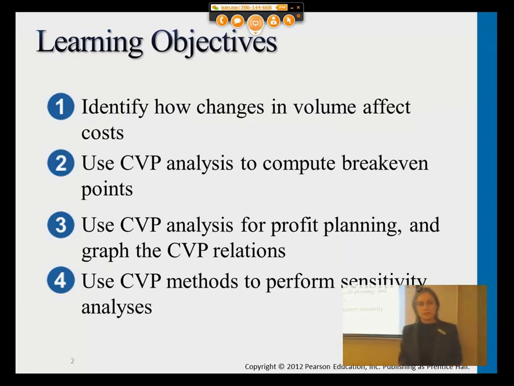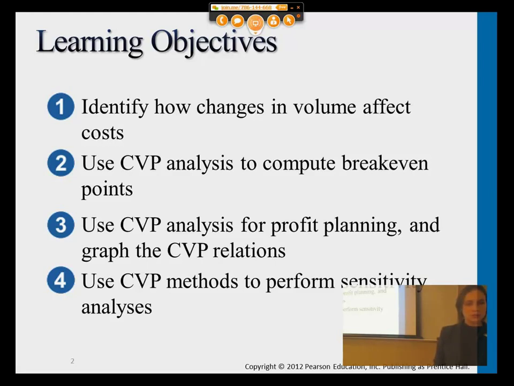First one will identify how changes in volume affect costs. We'll learn what CVP analysis is and how to use this analysis to compute break-even points. Then we'll use CVP analysis. CVP is cost, volume, profit, right? For profit planning and graph that CVP relationship. And then we'll use this method to perform sensitivity analysis.